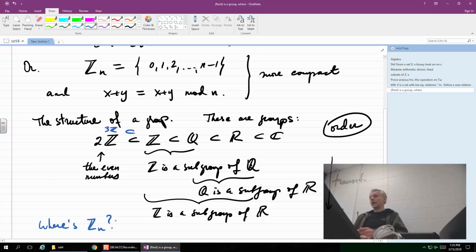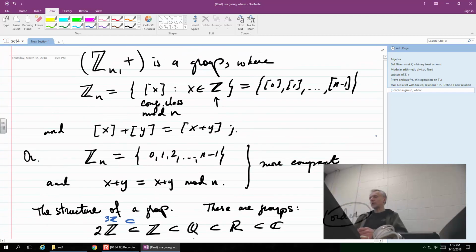Think about it. First of all, we have two interpretations. The first one certainly doesn't fit because it's made of classes. So let's examine that idea. Is Zn a subgroup of Z? Okay, so this one cannot be the first interpretation.